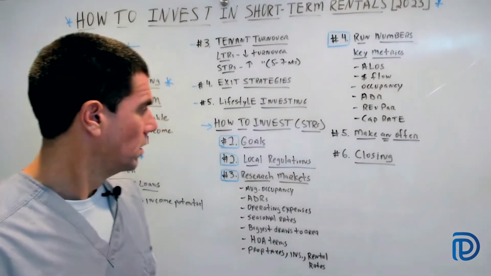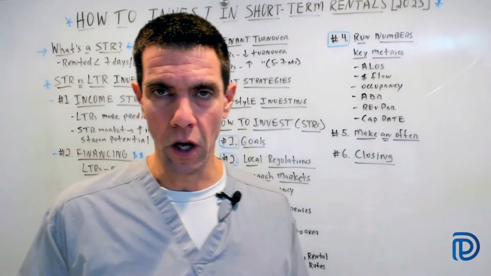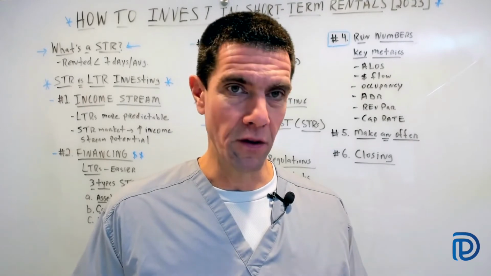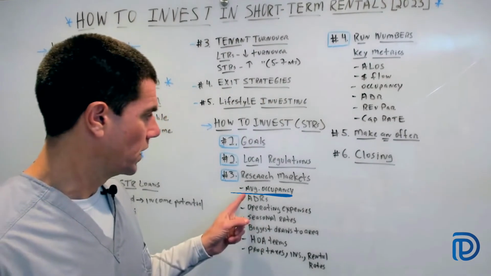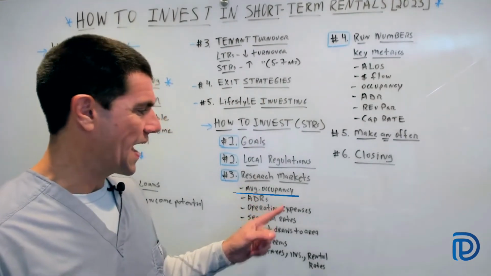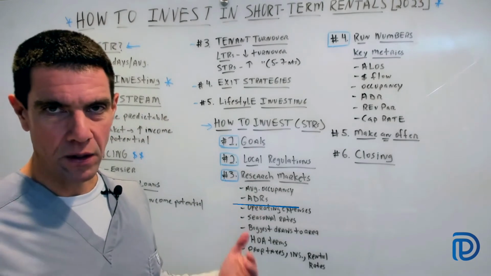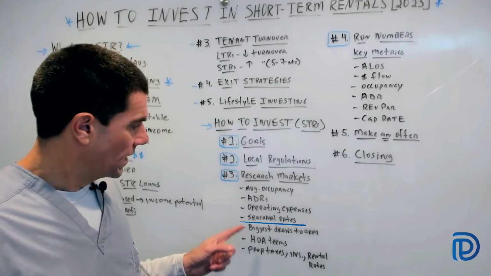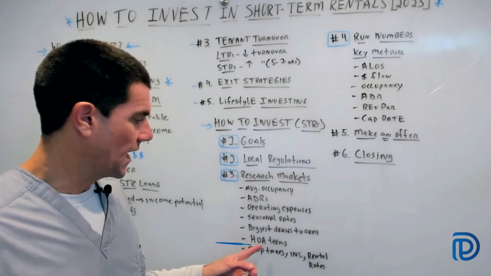Number 3, you need to research markets. So whether you hire an agent to help you or not, you're going to need to understand what a good investment in the rental markets you're looking at in terms of a few things. You want to make sure you research the average occupancy, the ADRs, or the average daily rates. Take a look at the operating expenses, seasonal rates. What are the biggest draws to the area? And you want to look at the HOA terms.